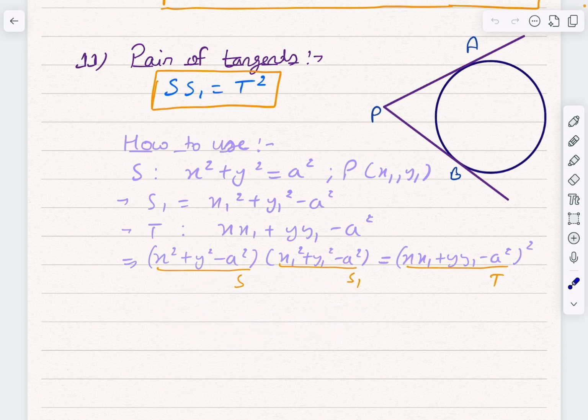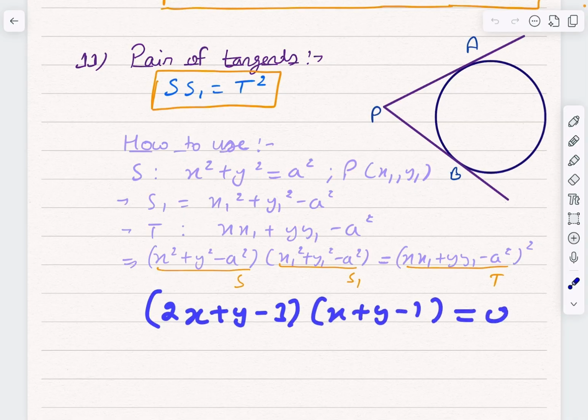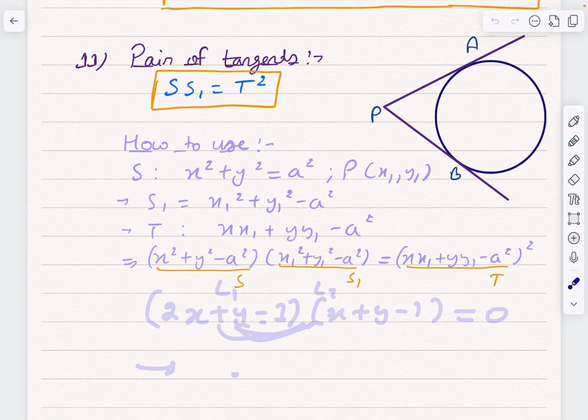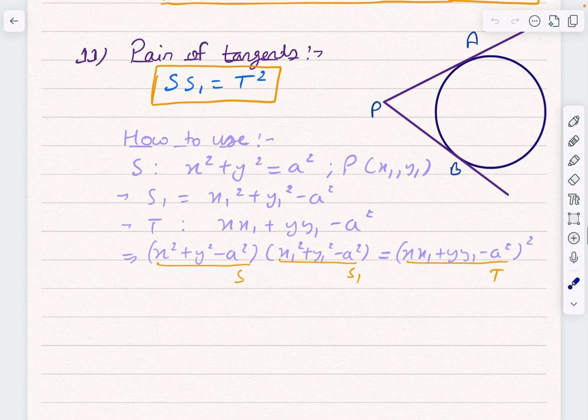For example, if you have (2x plus y minus 3) into (x plus y minus 1) equal to 0, these are two lines. When you multiply them, you get a pair of lines. There was a complete chapter on this thing which was later removed from the syllabus. So rarely do we use them, but sometimes it is helpful in some typical problems.